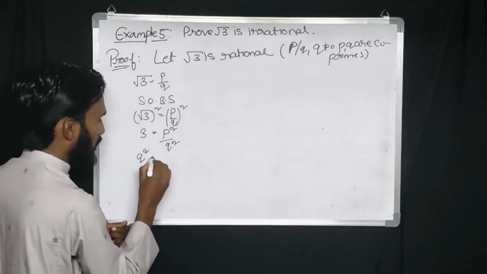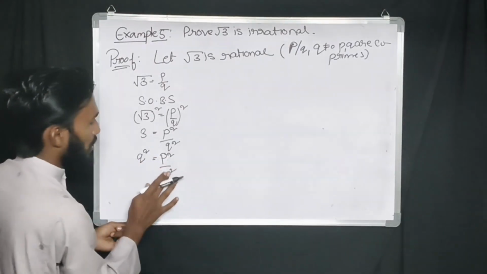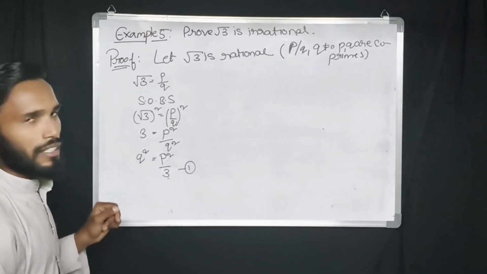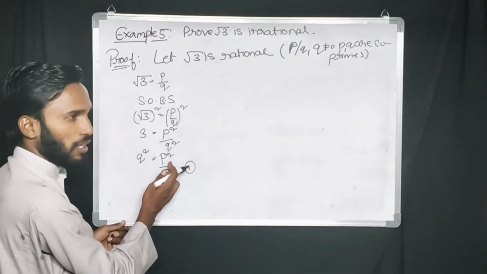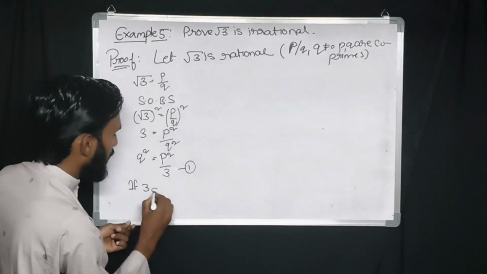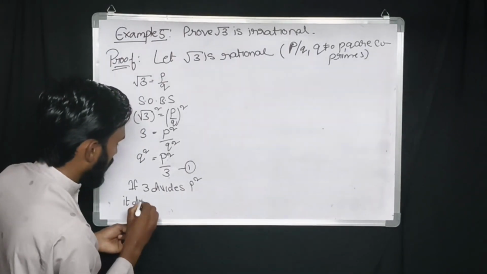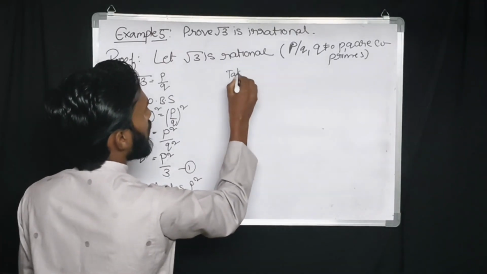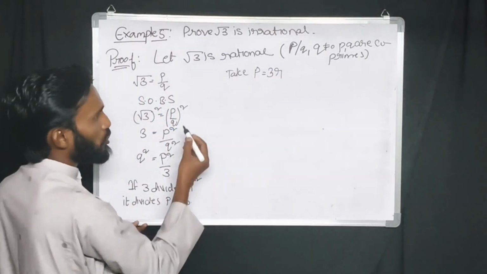Now take this q square this side and 3 to this side. That is p square by 3 equals q square. This is 1. Here 3 divides p square. We have theorem 1.2, that is, if any prime number divides a natural number square, it divides that number also. So if 3 divides p square, it divides p also. So take p is equal to 3r.